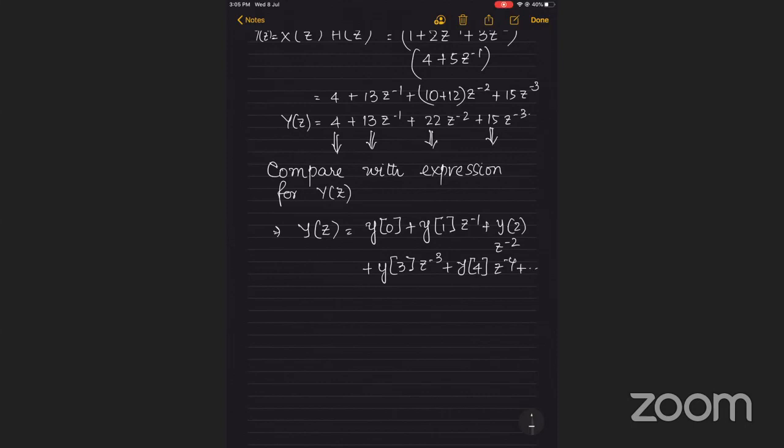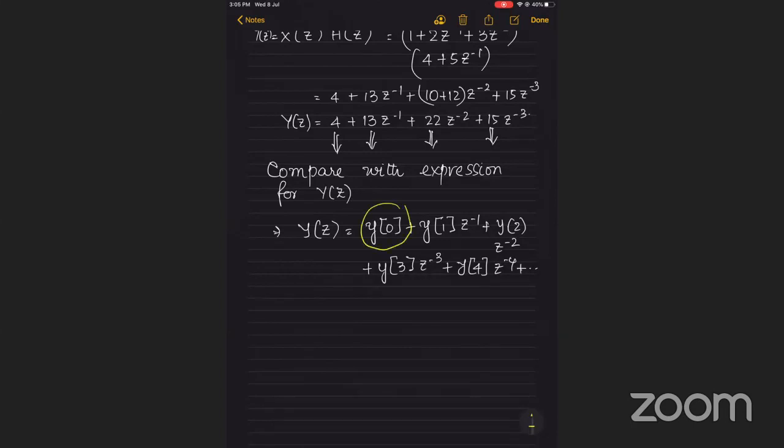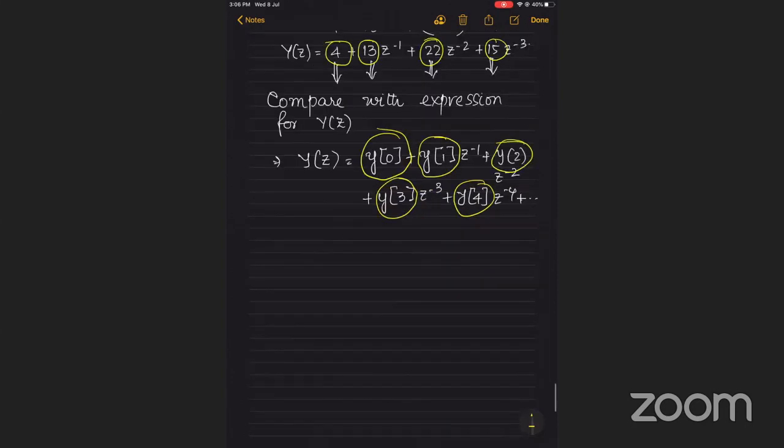So if you do a direct term by term comparison, what do we get? Y of 0 is equal to 4. Y of 1 is the coefficient of z inverse, so I have 13. Y of 2 is the coefficient of z power minus 2, I have 22. Y of 3 is the coefficient of z power minus 3, which I have 15. Y of 4, these terms are not there, so they all become 0. Is that clear? Which means now I can pull out the coefficients. Instead of doing convolution, now I do polynomial multiplication.